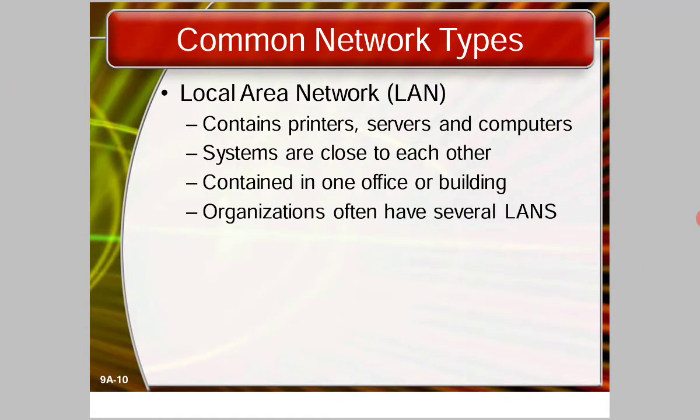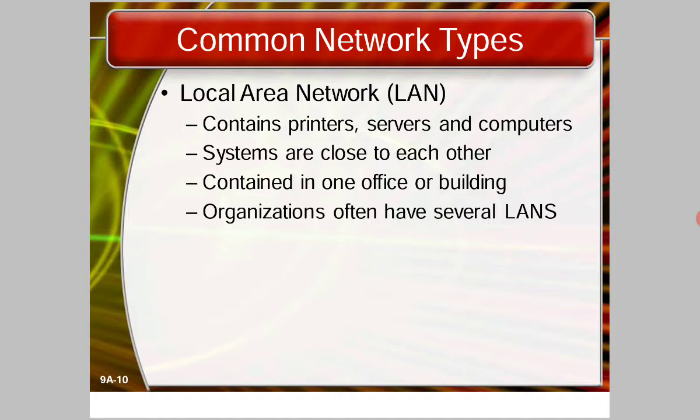Common network types. So what are the different types of networks? First one is a local area network. A LAN contains printers, servers and computers. Systems are close to each other and contained in one office or building. Organizations often have several LANs.